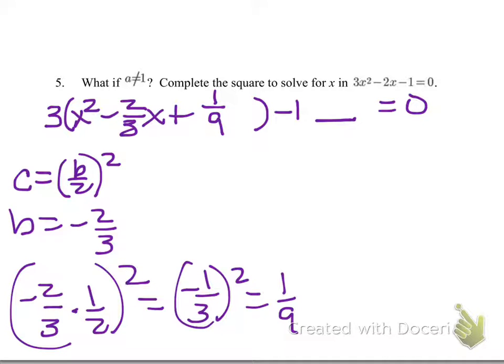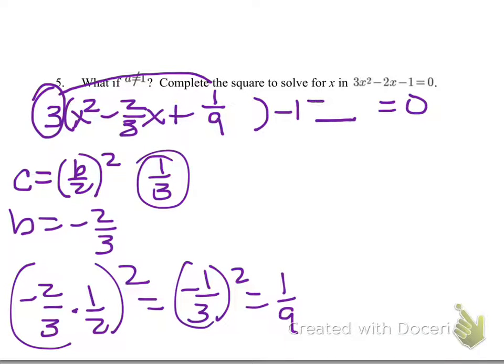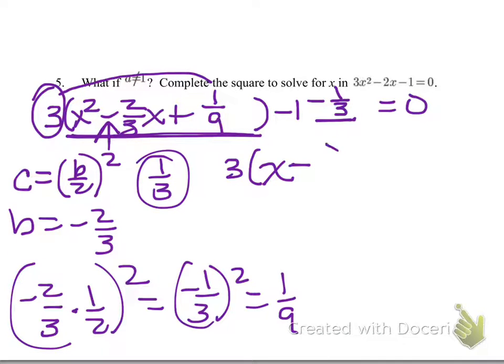Here's the tricky part. The temptation is to want to subtract 1/9, but I can't because of this 3. If I distribute, really what I've added, 3 times 1/9, is 1/3. So to offset it, I subtract 1/3, not 1/9. I now have a perfect square trinomial here. So it's 3 times x, it's going to be a minus something squared, minus 1 1/3 equals 0.